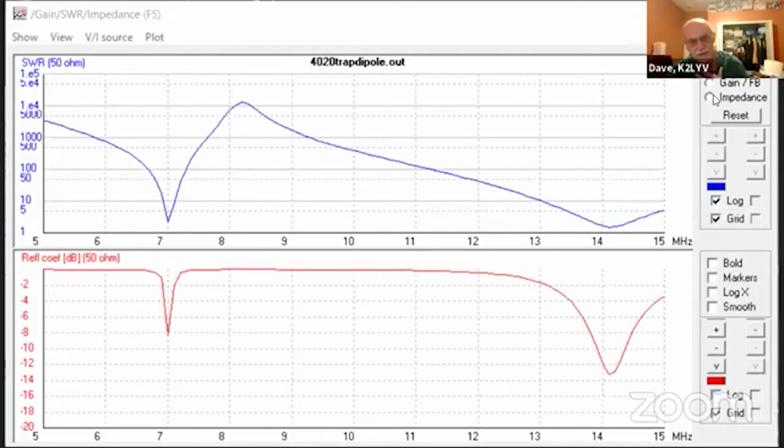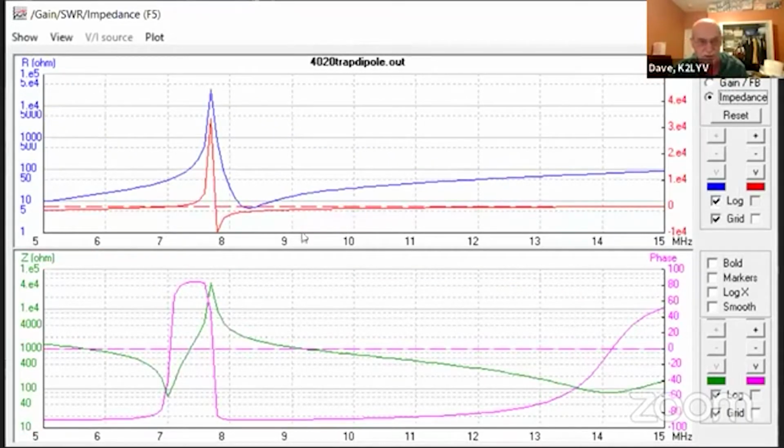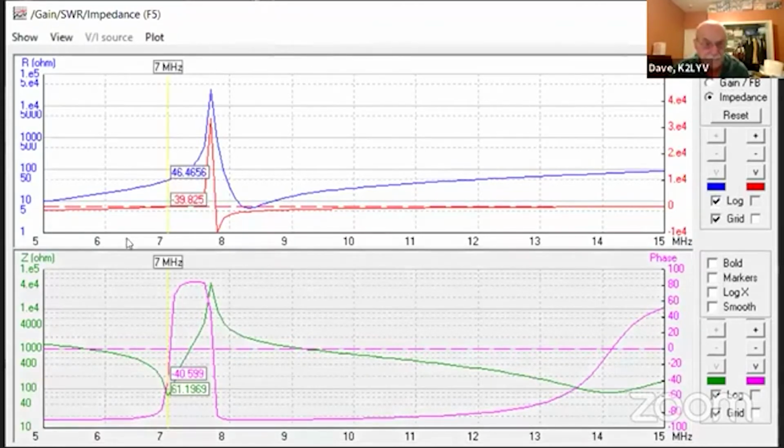And the other thing about this graph, I guess I said this, I didn't realize you weren't seeing it. You can also look at the impedance of the antenna. This is the resistance versus frequency, and this is the reactive component. And you can see right here, this is close to the resonant point.